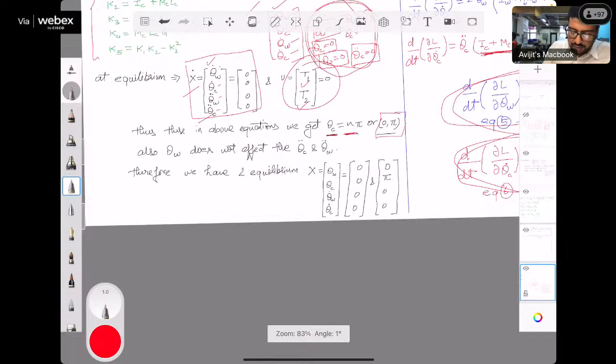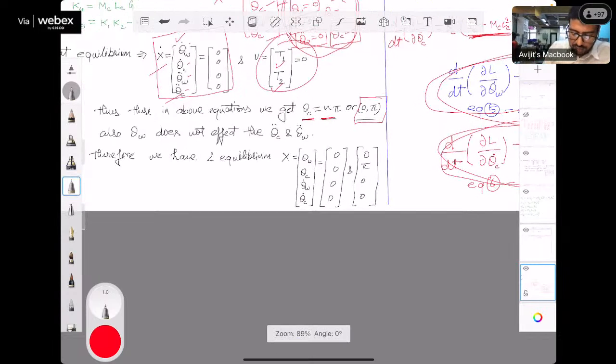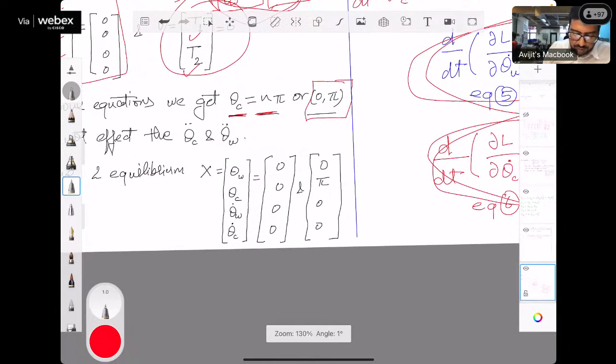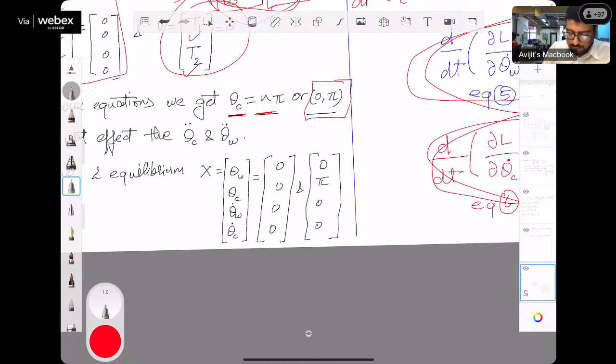So combining these two, we have two sets of equilibriums. One is where theta w equal to 0, theta c equal to 0, theta w dot equal to 0, theta c dot equal to 0, and another one is theta w equal to 0, theta c equal to pi, theta w dot equal to 0, and theta c dot equal to 0. So what does this mean? If you look at the camera for a minute.